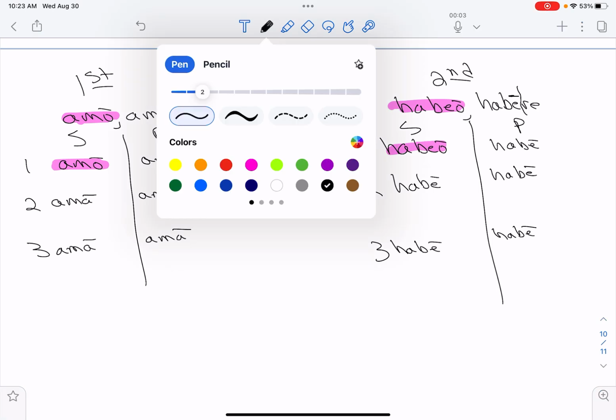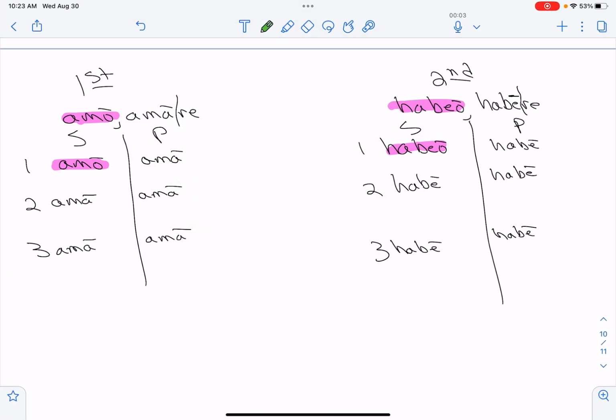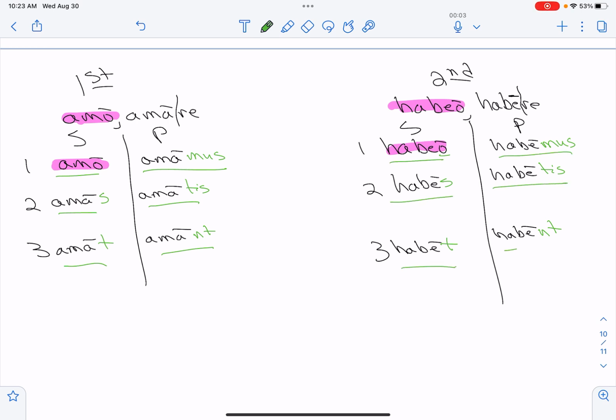And now you're just going to add the endings. So we've got O, S, T, mus, tis, nt, O, S, T, mus, tis, nt. And that's how you conjugate a first and second verb in the present tense. So I love, you love, he, she, it loves, we love, y'all love, they love, I have, you have, he, she, it has, we have, y'all have, they have.